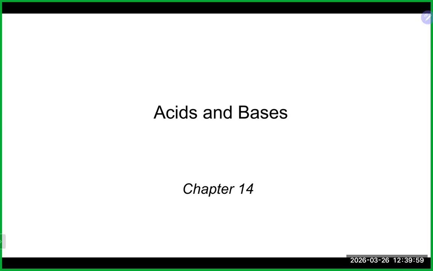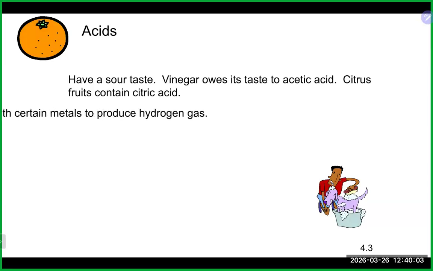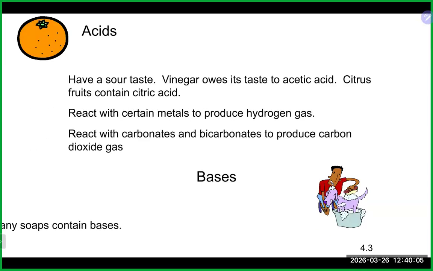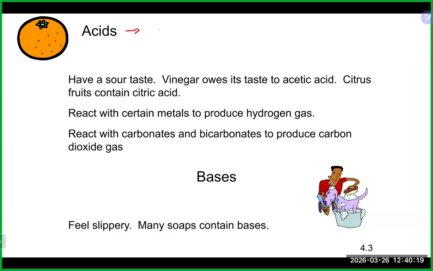All right, so chapter 14 is about acids and bases, and let's talk a little bit about acids and bases. Acids have a sour taste. Vinegar, for example, has a major component of acetic acid. Citrus fruits have citric acid. Acids are really things that can produce, as we will see, H plus ions in solution. H plus ions are hydrogen ions.